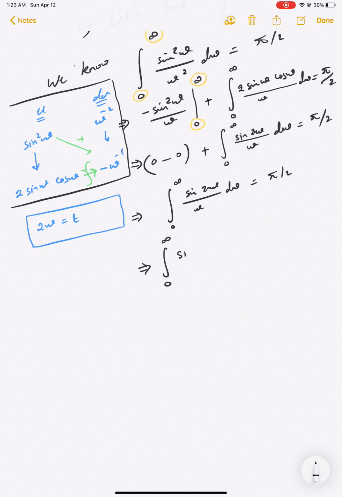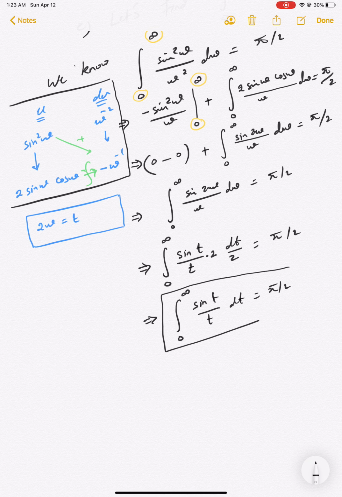And when you replace 2 omega by t, you get sine t over, what is omega? Omega is t over 2. So the 2 goes up. What's the d omega? It's dt over 2. The 2 gets cancelled, and you are left with this integral. Very nice. So the integral from 0 to infinity of sine t over t is exactly equal to pi over 2.